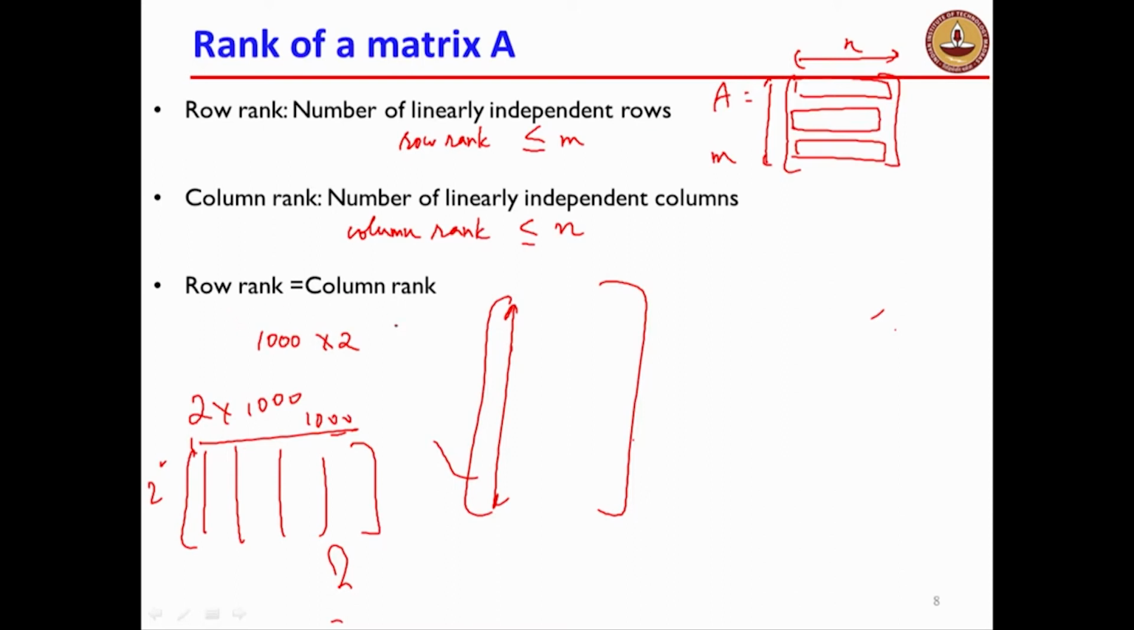Likewise, for this matrix, if the column rank was 1, which means there is only one linearly independent column, it automatically means there is only one linearly independent row. All other rows are combinations of these. So, row rank equals column rank. So, for a matrix, the rank is uniquely defined as the number of either linearly independent rows or the number of linearly independent columns.